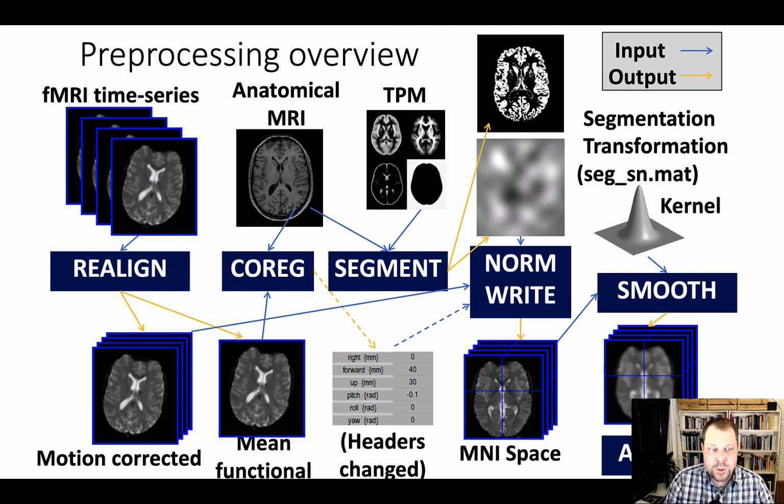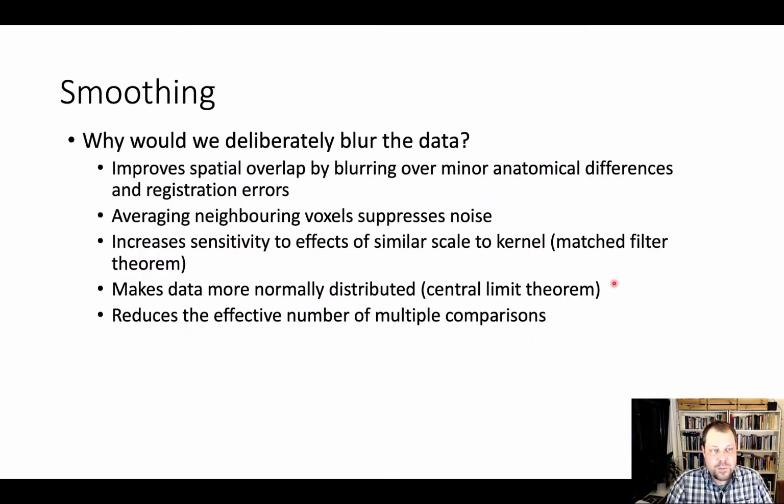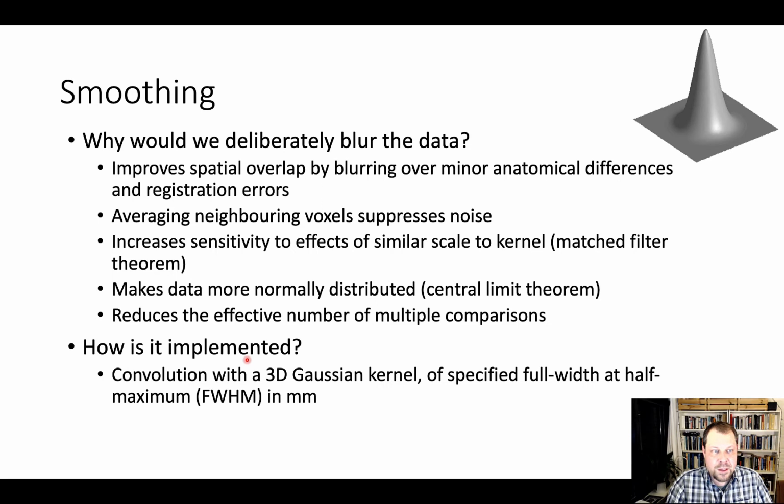In this video, we'll talk about the last part of the pre-processing steps, namely smoothing, which is the final step basically that you do before starting statistical analyses at the single subject level. The question obviously that we should ask is, why should we deliberately blur the data?